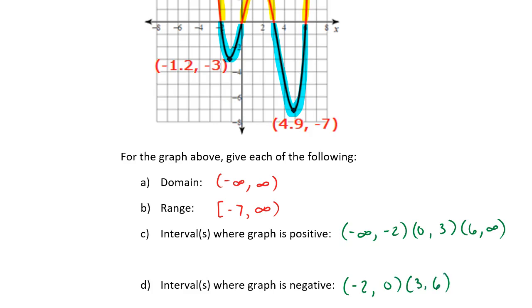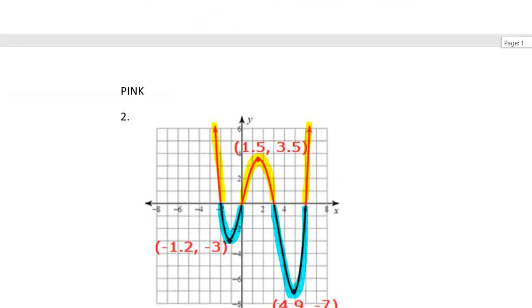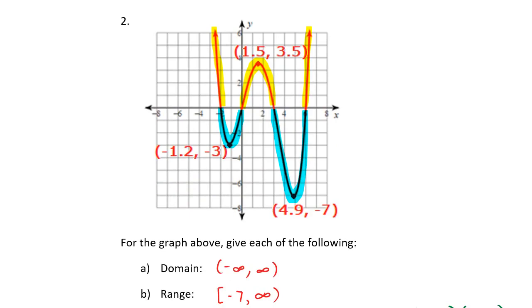All right, so the next part is going to, just like before, ask us where it is increasing and where it is decreasing. So let's look back up at our graph. Again, we read it from left to right. It's decreasing until we get down to where x is negative 1.2. And then it's going to increase until we get to where x is 1.5. And then it's going to decrease until we get to where x is 4.9. And then it's going to increase beyond that. So it's increasing on 2 intervals and it's decreasing on 2 intervals.